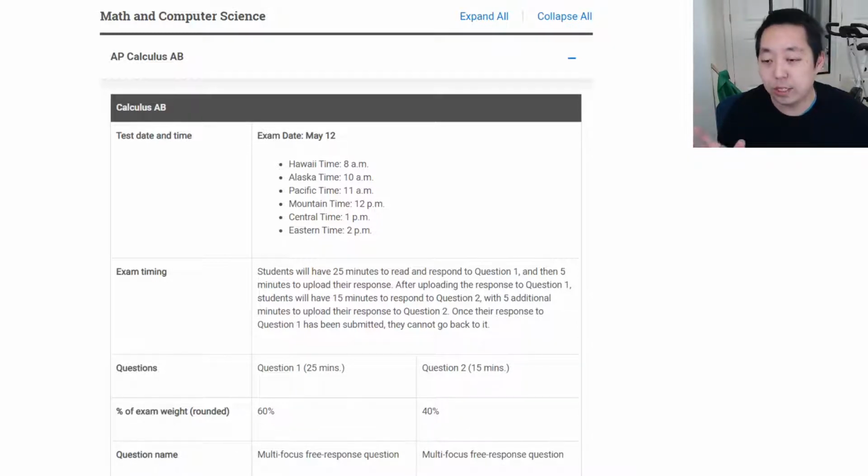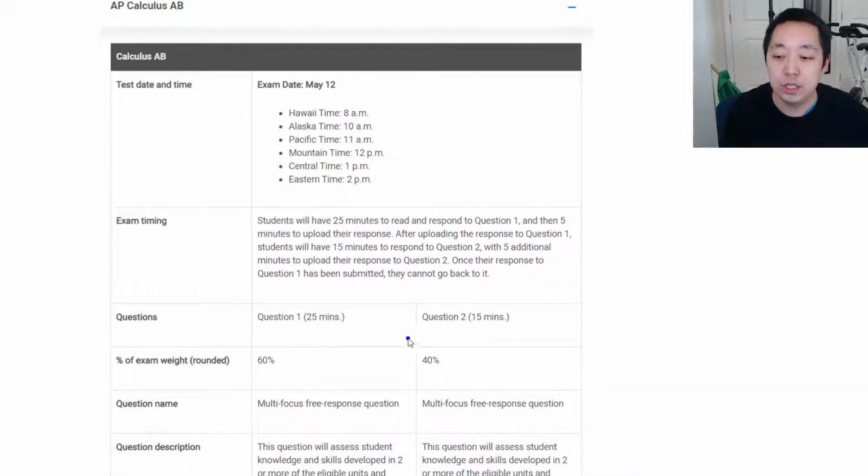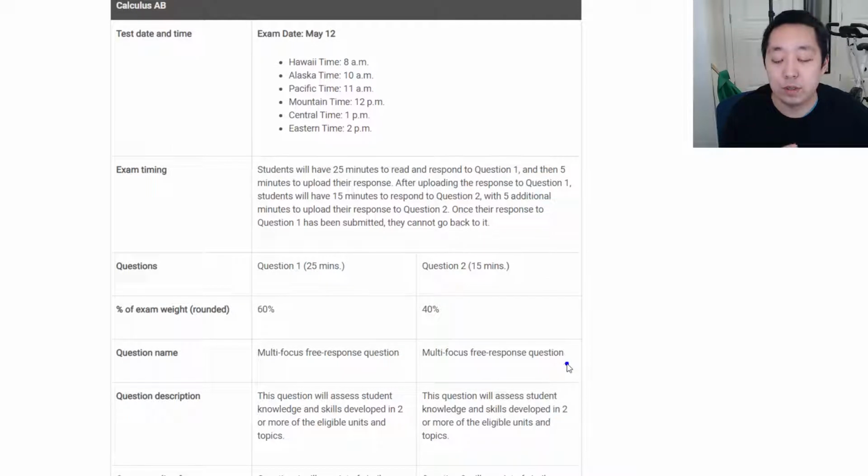So let's start with Calculus AB and BC. They're both the same format. You have two questions. You have 25 minutes for the first question and 15 minutes for the second question. And you have 5 additional minutes for each one of these to upload your question, so it ends up adding up to 50 minutes total. 60% and 40% is the breakdown of the two questions, and they're both multi-focus free response questions.